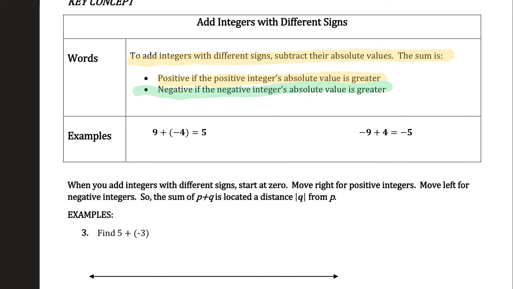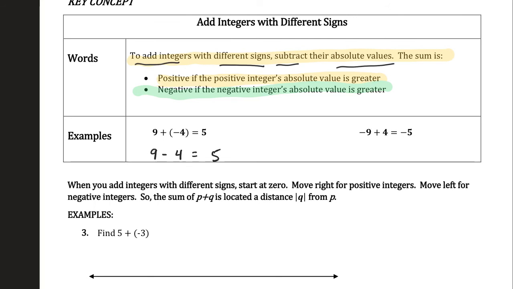My signs are different. I have 9 plus negative 4. When I'm adding integers with different signs, we're going to subtract their absolute values. So the absolute value of 9 is 9. I'm going to subtract the absolute value of negative 4, which is 4. So 9 minus 4 equals 5.